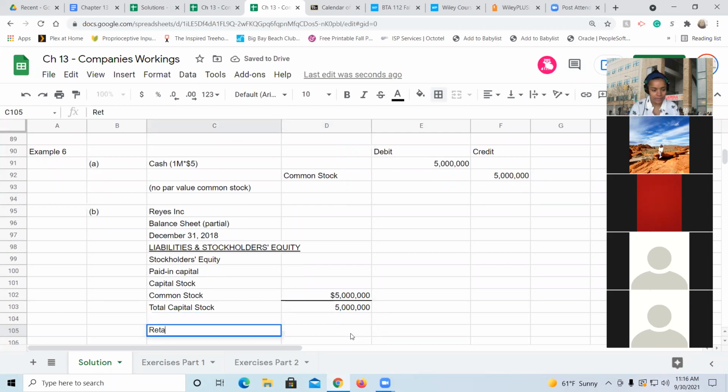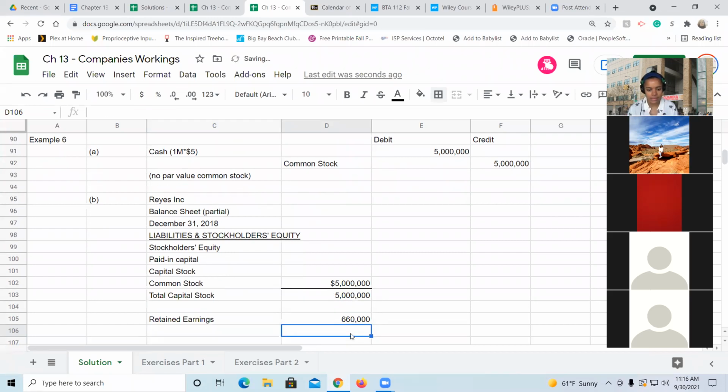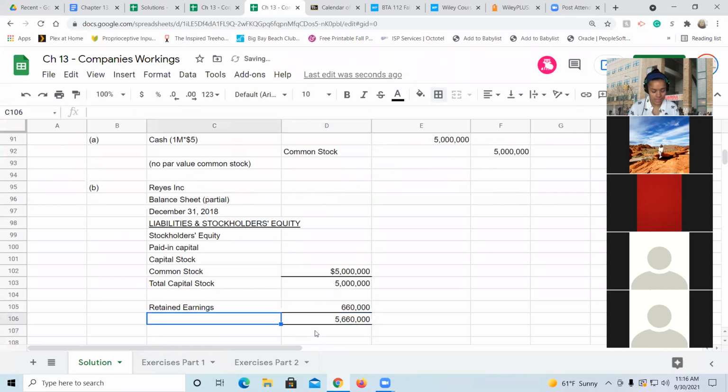And then after that, you've got your retained earnings, which is the earned capital. The question told you that the retained earnings was 660,000. So that's the number that you put in there. And then obviously you just add these two together. So the total stockholders equity consisting of paid in capital and earned capital is 5,660,000. Any questions on the balance sheet?